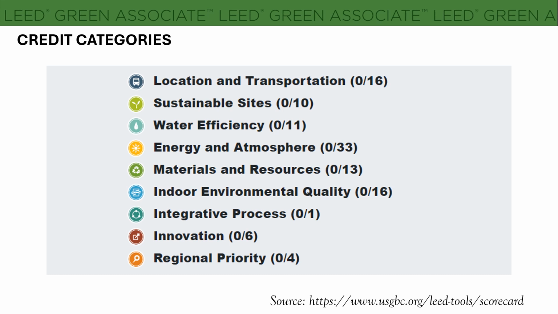The first credit category is location and transportation. It has 16 points. Then comes sustainable sites with 10 points, water efficiency with 11 points, and the highest is for energy and atmosphere, at 33 points. Then materials and resources with 13 points, and indoor environmental quality, the same as location and transportation, with 16 points. Then integrative process with 1 point, innovation with 6 points, and regional priority with 4 points.